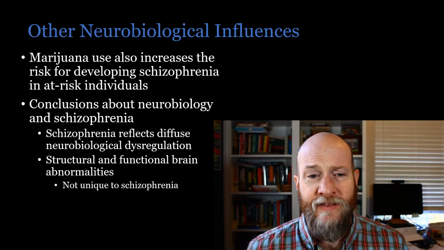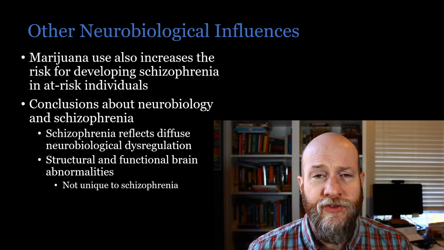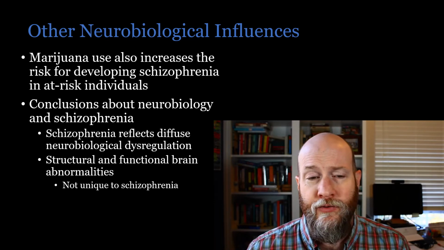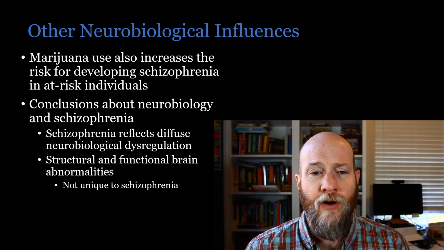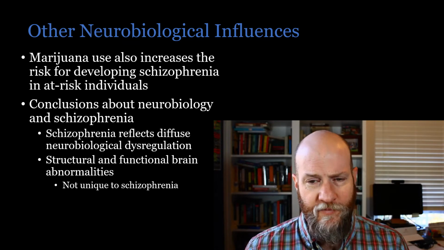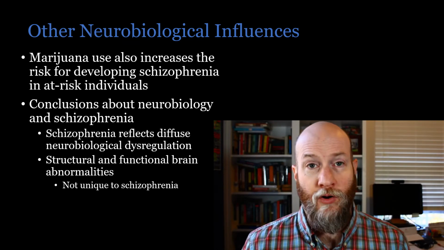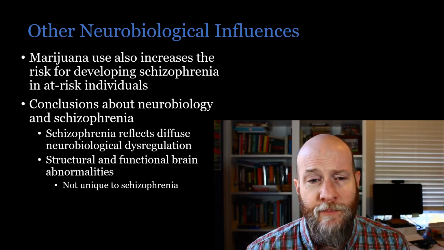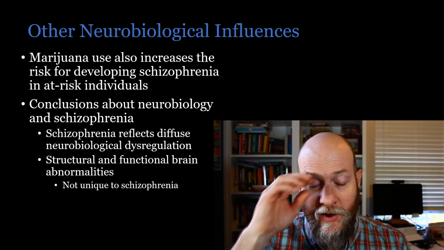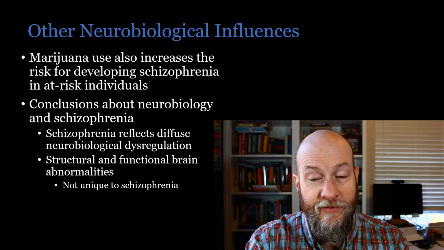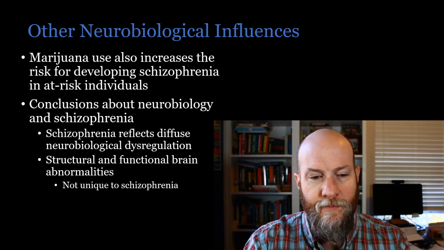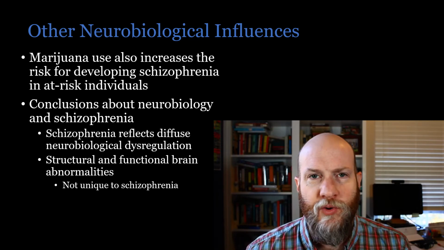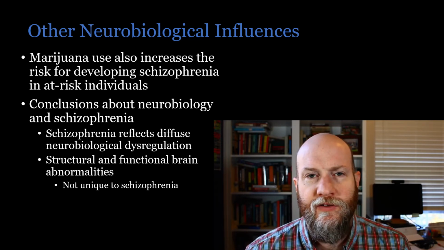There are some conclusions that are generally accepted about neurobiology and schizophrenia. We know that it is a diffuse neurobiological dysregulation, likely involving dopamine, but also likely involving other neurotransmitters, and that there are some structural and functional brain abnormalities that we are likely to observe in individuals who meet the criteria for schizophrenia. But this is not unique to schizophrenia. There are other mental illnesses, other diseases, disorders that also show differences in brain structure. But this is just one of the pathways of trying to understand it that have been explored.